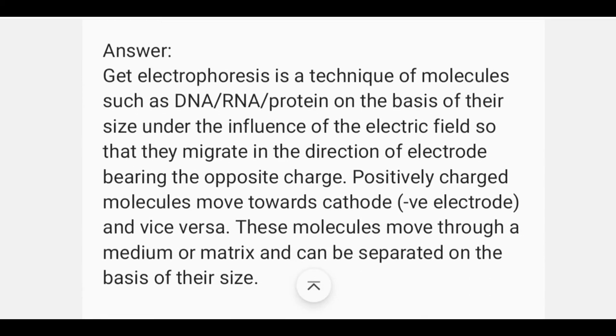The answer is, gel electrophoresis is a technique for separating molecules such as DNA, RNA, protein on the basis of their size under the influence of the electric field so that they migrate in the direction of the electrode bearing the opposite charge. Positively charged molecules move towards cathode and vice versa. These molecules move through a medium or matrix and can be separated on the basis of their size. In this question, you can also make a proper diagram.